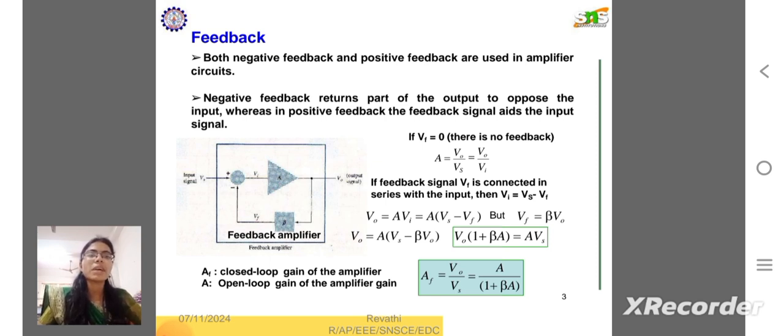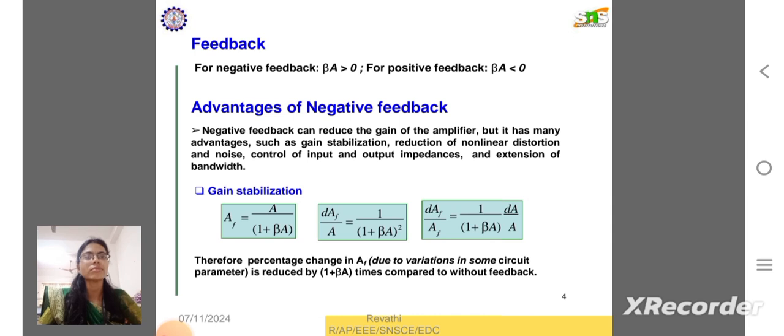If a feedback signal is connected in series with the input, then VI is equal to VS minus VF. For a negative feedback, beta A is greater than 0. For positive feedback, beta A is less than 0.